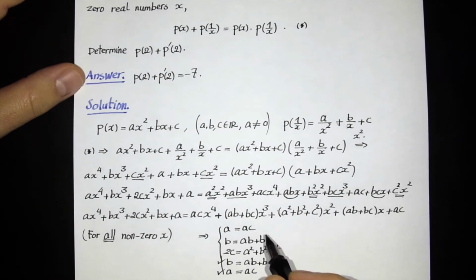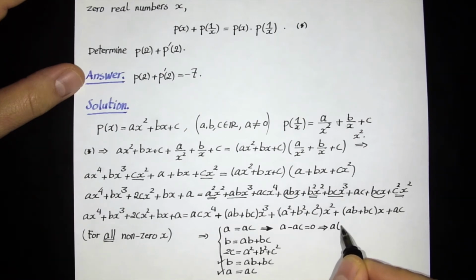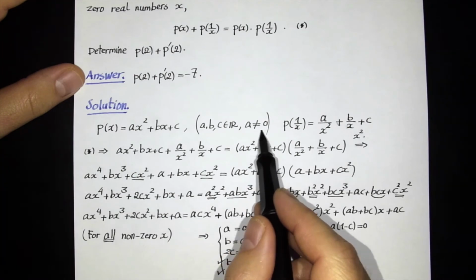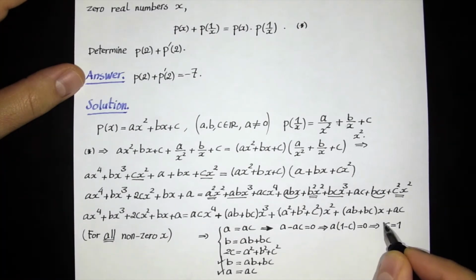Okay, so from here, for example, I move this ac to the left. So this implies that I have a minus ac is equal to 0. I can factor a out, it becomes a times 1 minus c equals 0. Now the product of these two is equal to 0. Either the first one should be 0 or the second one, but a cannot be equal to 0 because it was assumed that a is not equal to 0. So this means that the second one is equal to 0, so this means c is equal to 1.